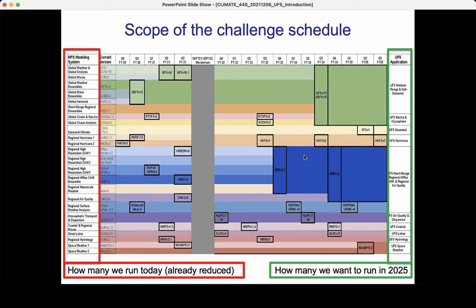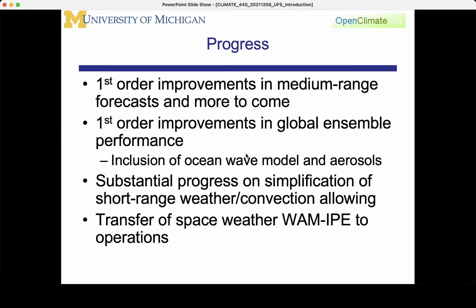And by ensembles, we mean we're going to be taking a model and we're going to be running it with different initial conditions and initial start times. And another way we get ensembles is taking models from the other centers and looking at what they're telling us about the forecast. We've had first order of improvements in medium range forecasts, and there's more to come.